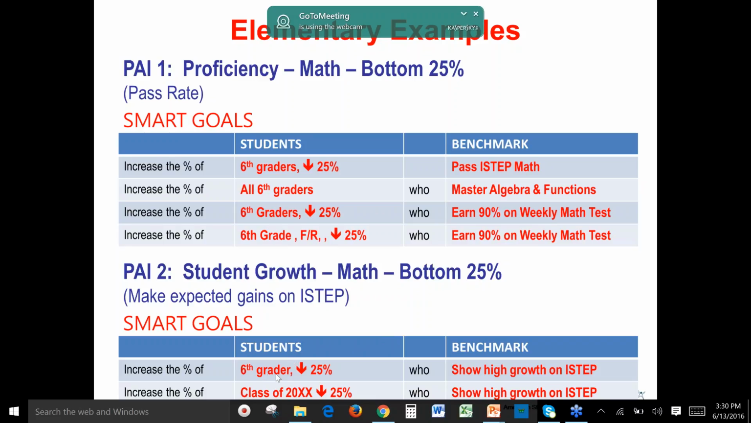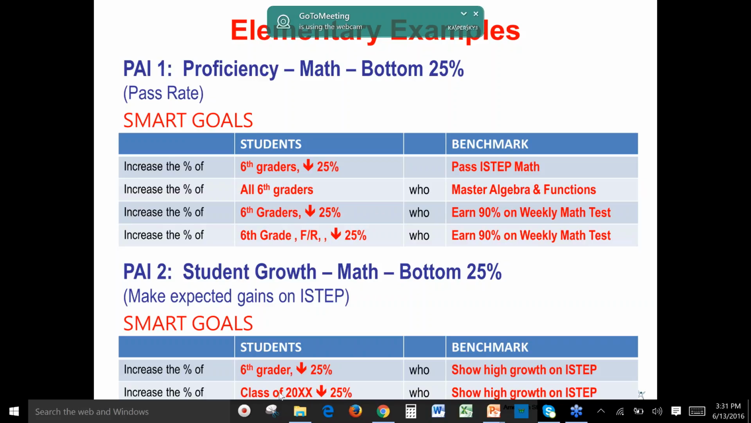And this time we're going to look at the data and have two different kinds of SMART goals, two different types of student groups. In the first one, we're looking at all sixth graders in the bottom 25% showing high growth. What that means is that year after year, I'm going to look at my sixth graders and say, how does my sixth grade achievement growth compare this year to last year, and how does it compare to next year, and I'll set a goal for my sixth graders. So I'm always comparing one sixth grade to the next sixth grade.